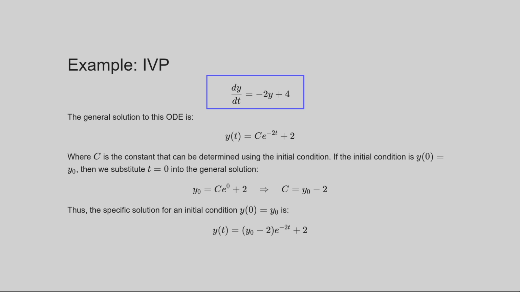But to find the constant c, we need an initial condition. Say y at time 0 is equal to y0. Substituting this, we get the final solution like this one here. And it's clear that the solution depends entirely on the initial state y0. Let's visualize this with a Python script.